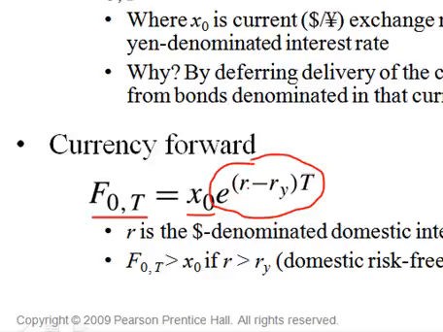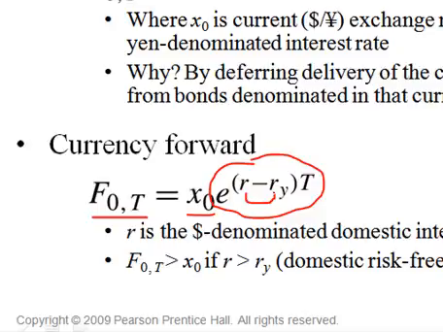And so really it just boils down to the difference between r, the domestic rate, and ry, the foreign risk-free interest rate. If the domestic risk-free interest rate is higher, well, then you're going to have a forward premium. On the other hand, if the foreign risk-free interest rate, in this case Japan's risk-free interest rate, is higher than that in the US, then you're going to have a forward discount on the yen.